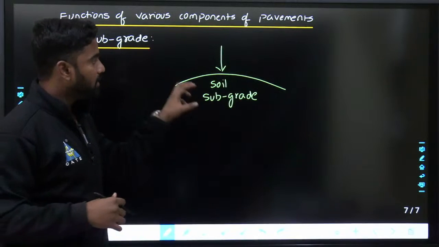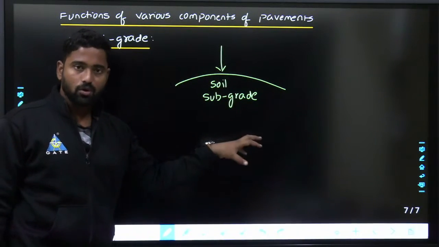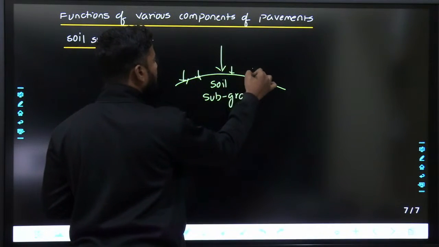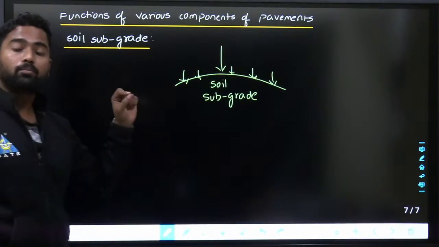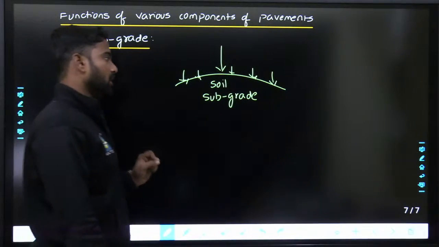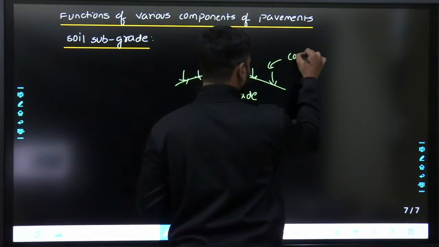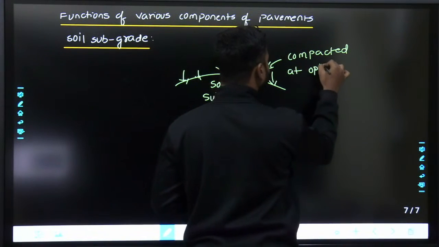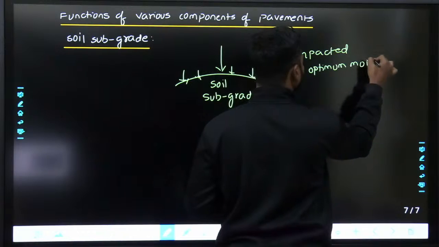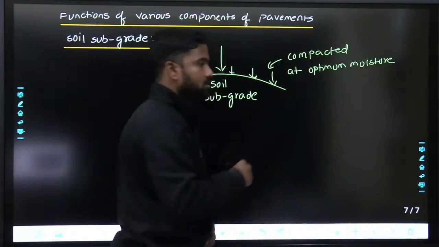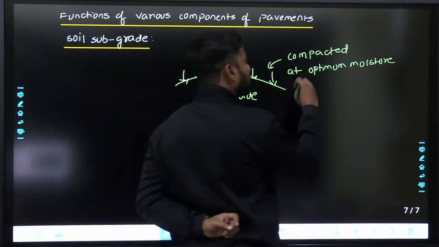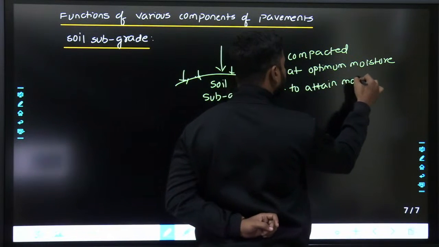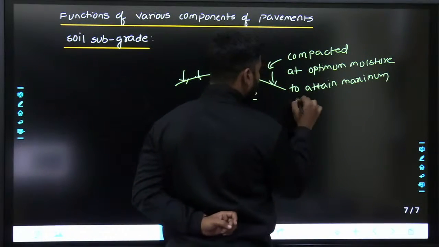And generally before construction of the road, you should compact the soil subgrade. Compacting can be done by various methods at optimum moisture content for maximum dry density. So this should be compacted at optimum moisture content. What is optimum moisture content, what is dry density, you will see this in your geotechnical engineering. So compacted at optimum moisture content to attain maximum dry density.